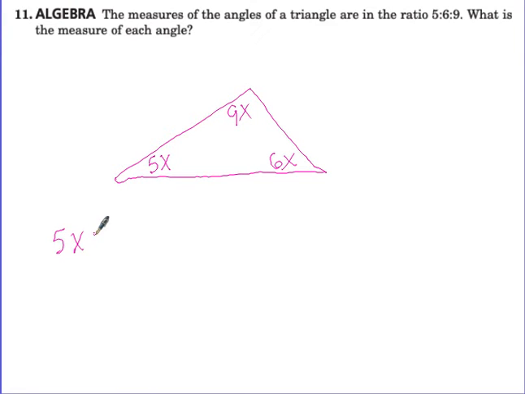So I know those three angles have to add up to be 180 degrees. So now what? You can add x's together. Yeah, how many x's do I have here? 20. Did somebody just say 3? What was Bob? 5x plus 6x plus 9x. 5 plus 6 plus 9 is 20. 20x equals 180.